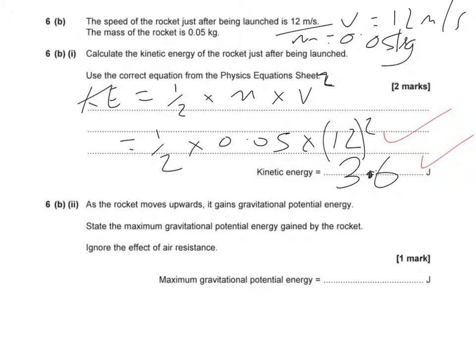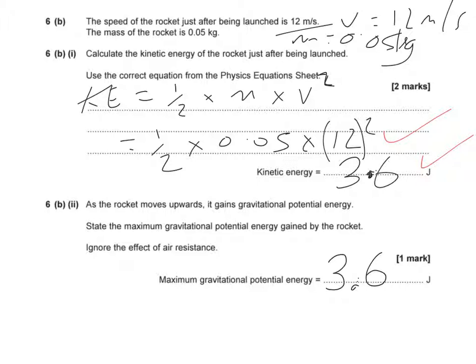6B part 2 says, as the rocket moves upwards, it gains gravitational potential energy. State the maximum gravitational potential energy gained by the rocket if you ignore the effects of air resistance. You'll know that the conservation of energy law states that energy cannot be created or destroyed, it can only be transferred, and so the kinetic energy is all going to be transferred into gravitational potential energy because you've got no air resistance. So that will be the same answer, 3.6.